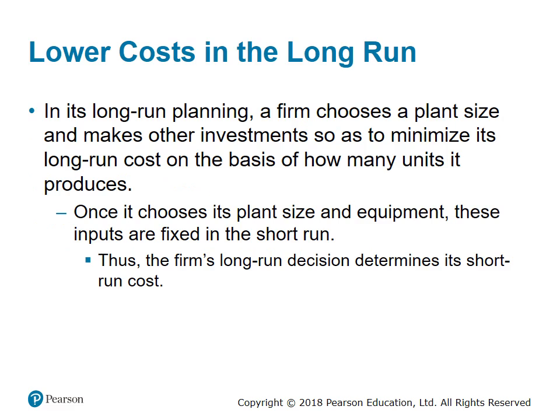Short-run costs are confined within the firm's long-run decisions. In its long-run plans, the firm decides on the scale of production it will undertake, and so it chooses a plant size and makes other investment decisions aiming to minimize long-run costs. Once the firm has determined its plant size and set up other equipment, these inputs are fixed in the short run. Thus, the firm's long-run decision determines its short-run cost. Since some inputs cannot be varied in the short run, short-run cost is at least as high as long-run cost. In the long run, the firm has more flexibility in its choice of inputs and more options for lowering its cost.